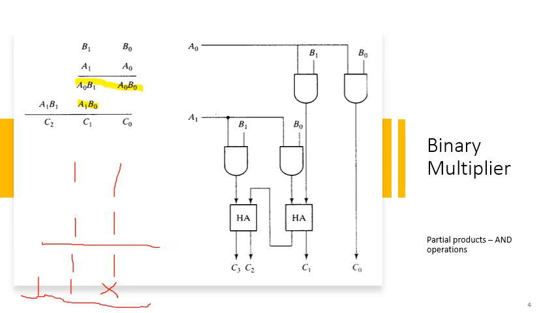The first result bit is 1. Then 1 plus 1 equals 0 with 1 carry. 1 plus 1 equals 0 with 1 carry, and that is the final result. So 3 multiplied by 3 equals 9, and we got the binary value of 9 as our result.